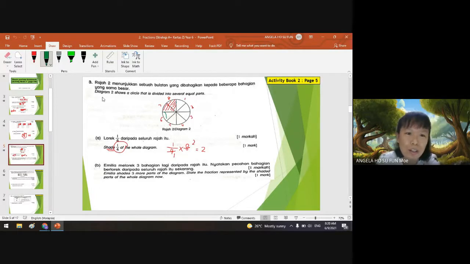So 3b, she's going to shade another 3 more parts. So you are going to shade 3 more parts here. So maybe one part here, 1, 2, and 3. So they ask you, state the fractions represented by the shaded part here. How many parts here are shaded, including the 2 just now, plus 3 altogether? It will be 5 over 8. There are 8 parts altogether. Do you get this?